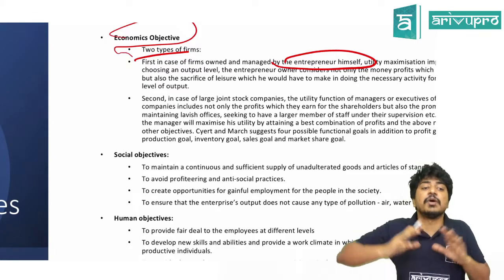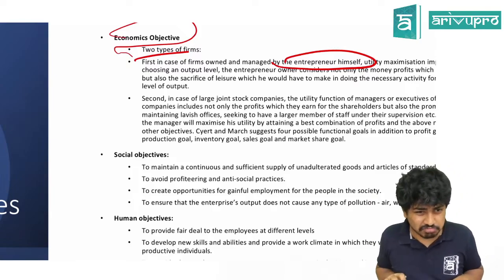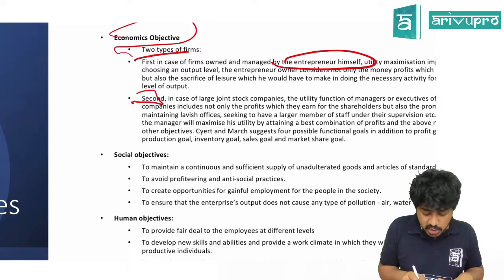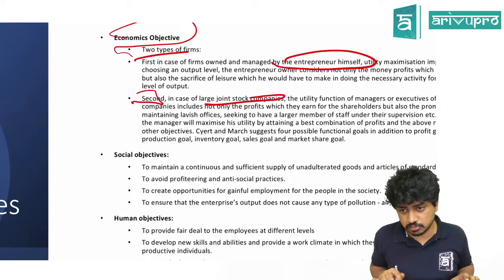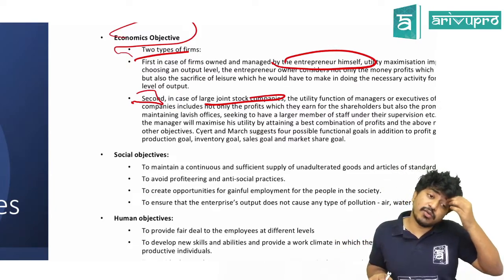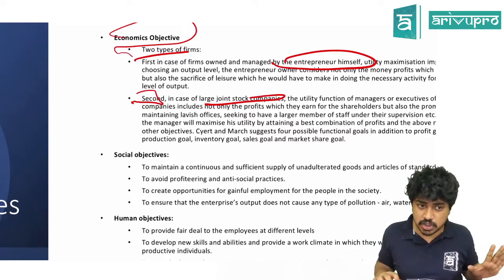He will think of profit maximization. That is what is given in the paragraph. You can read through it. Okay, it's given in your notes. But there is a second type of company, joint stock companies, which are big companies, MNCs, we'll talk about this. Big companies, multinational companies. From their point of view, they'll always look at sales maximization, not profit maximization.